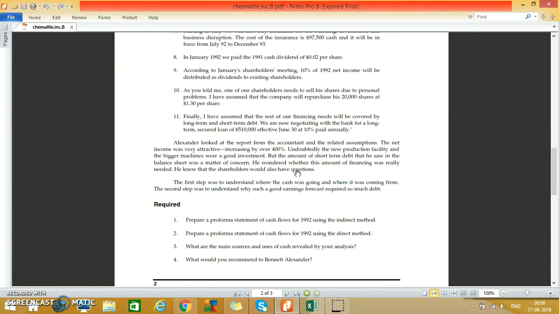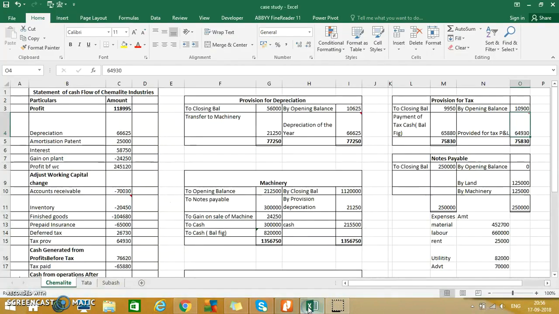So it was asked to prepare a cash flow statement using the indirect method. The second one was using the direct method, and the third one is what do you understand by the analysis, and what do you recommend to Alexander. So these are the four questions, of which we will be solving the first one, the third one, and the fourth one. We will not be doing the cash flow analysis as per the direct method. We will only limit ourselves to the indirect method. So I have put this up in an Excel sheet, and let's see how it works.